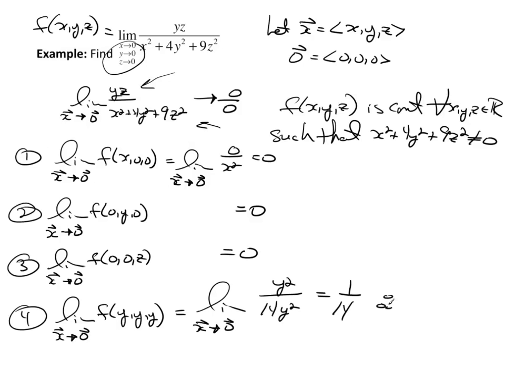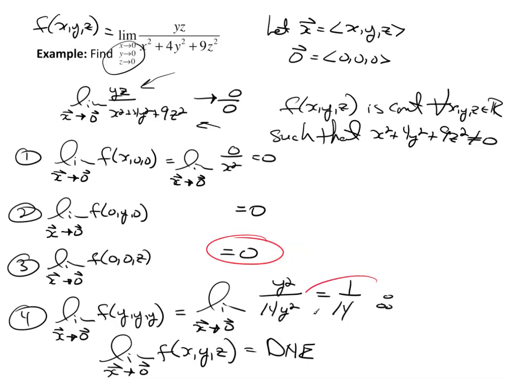Okay, therefore, the limit as we approach 0 of f of (x, y, z), I'm just going to write f rather than writing the whole thing, doesn't exist because I found two paths that take me to two different limits.